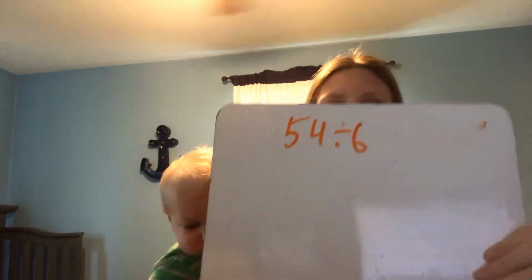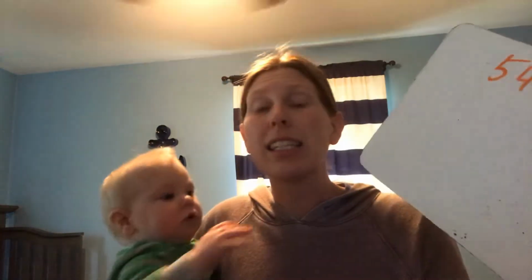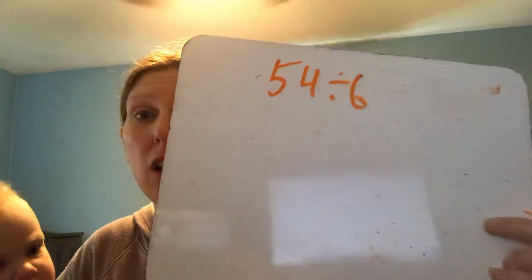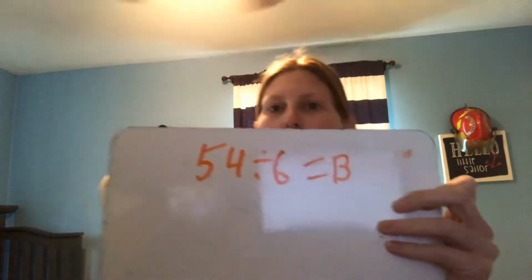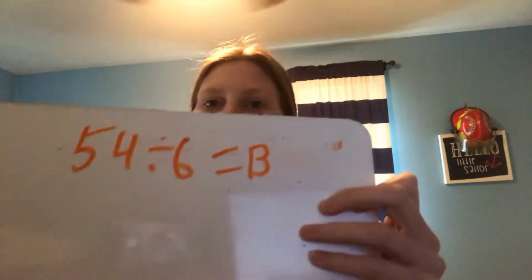Okay? So we can do this a couple ways. We can do repeated subtraction. Let's say we don't have our division facts memorized, but we do have our multiplication. I can use my fact families. So if I was to write this as an equation, 54 divided by 6 equals B for batches. Or probably should be E for eggs in each batch.